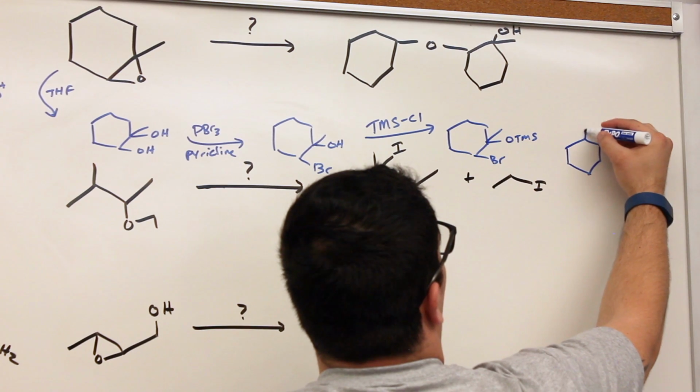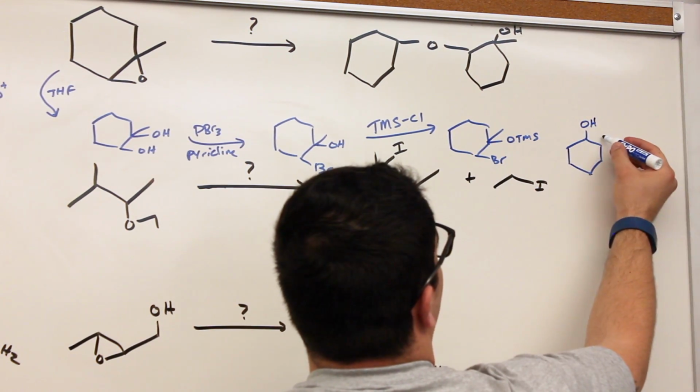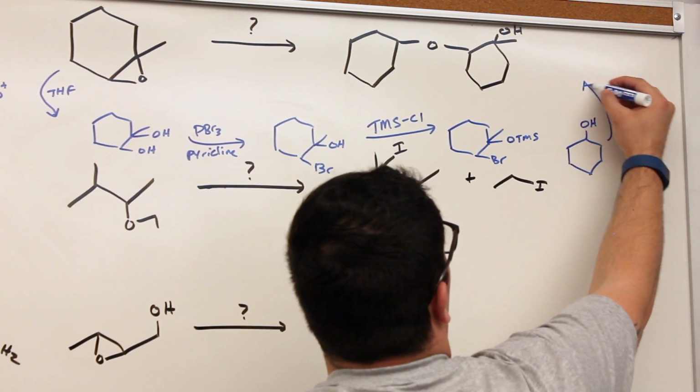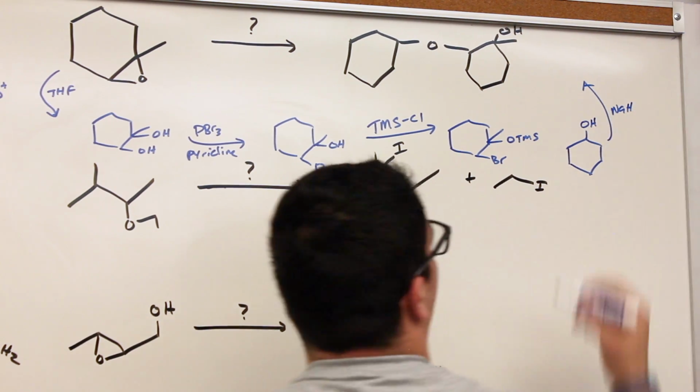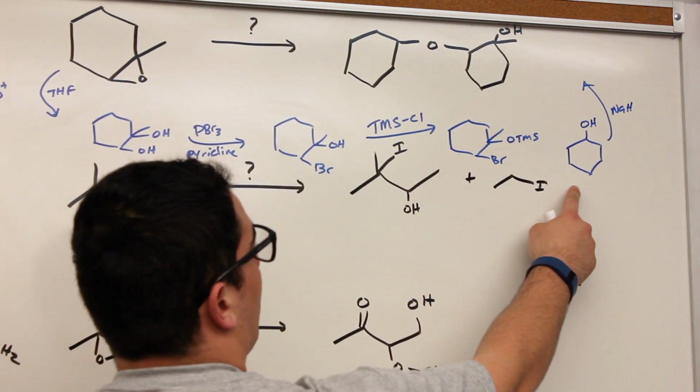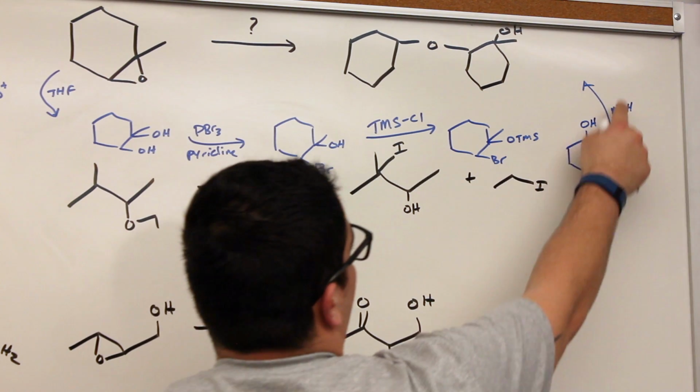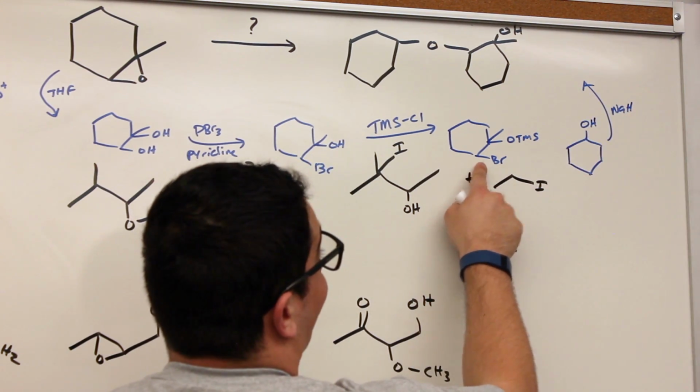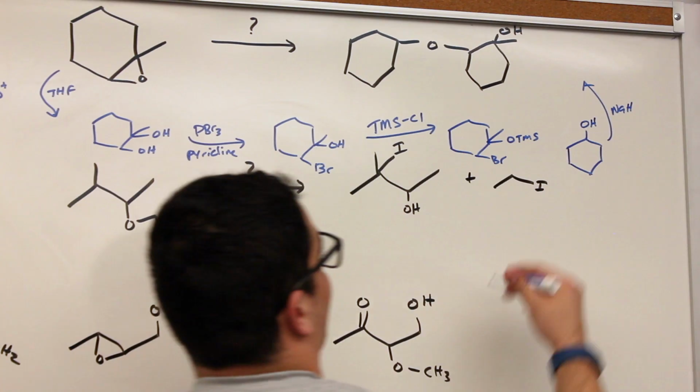So I'm going to have here my cyclohexanol, and then I'm going to take this cyclohexanol and treat him with sodium hydride. If I treat him with sodium hydride, what does that do? That gets rid of the hydrogen, and then I'm going to add on this Br there. And look what this gives me.